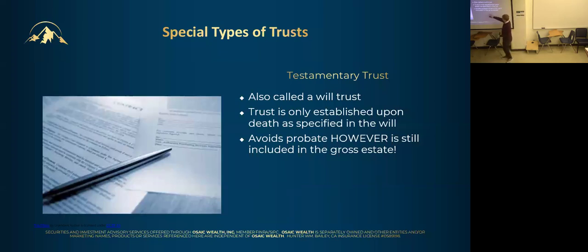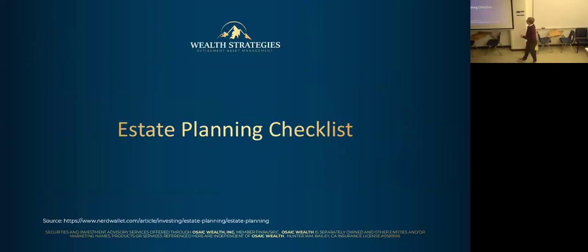It avoids probate, but the assets are still included in the gross estate because, again, this trust didn't exist before you passed, and it didn't have control of those assets previously. So it's very similar to a living trust, but it's just inside of the will.